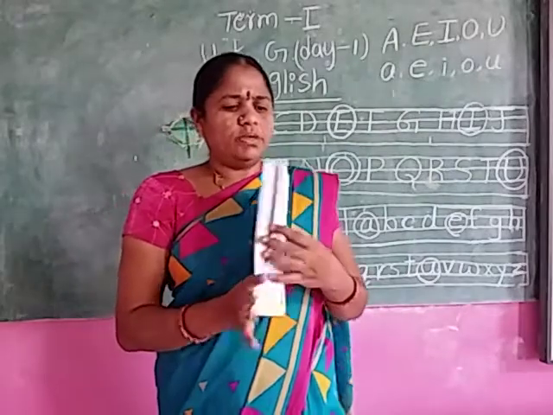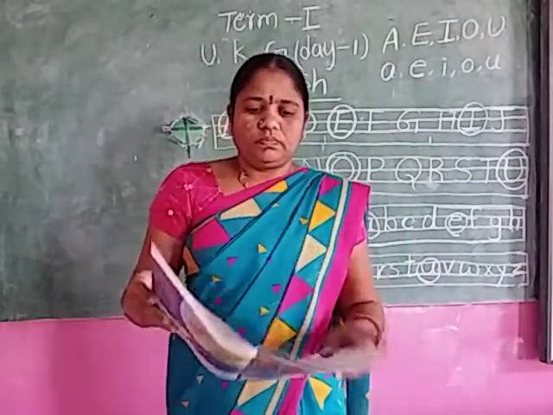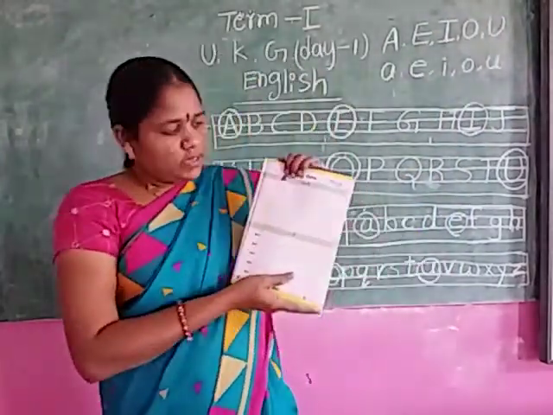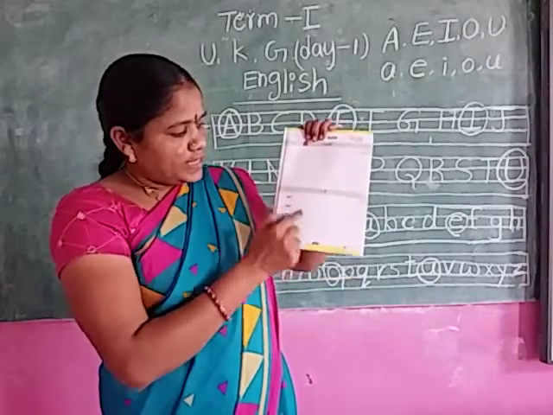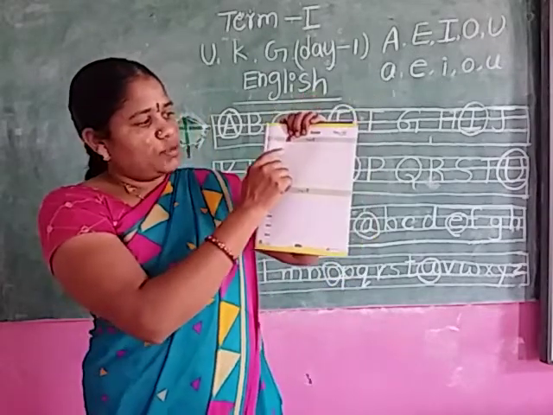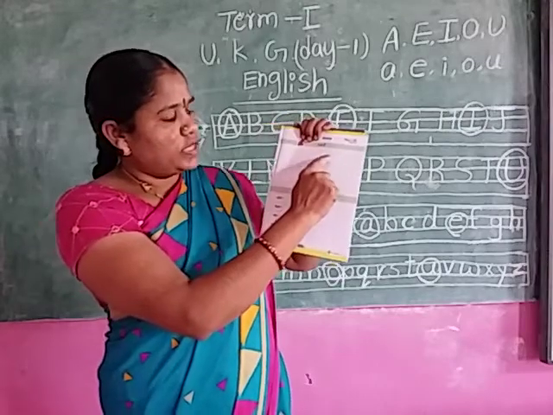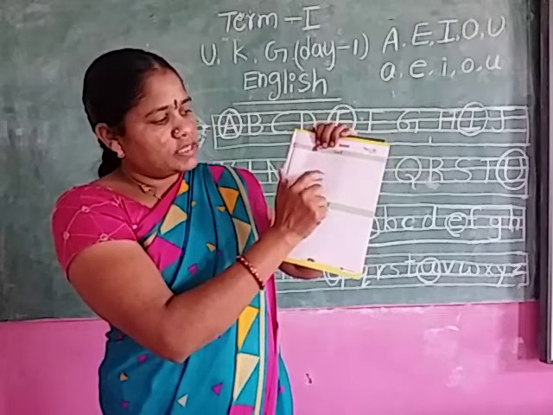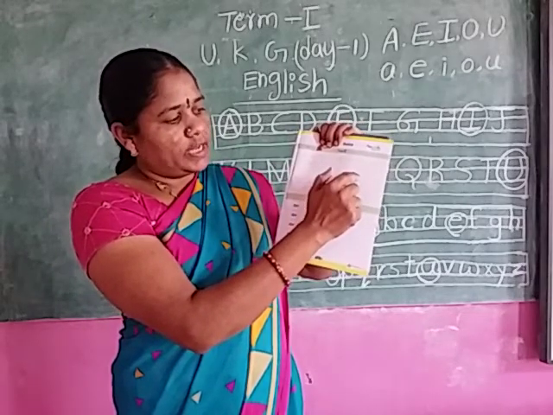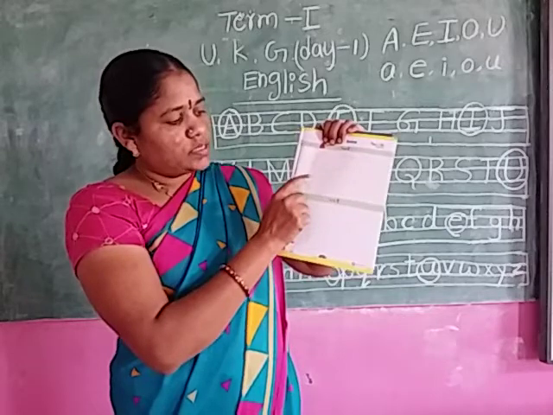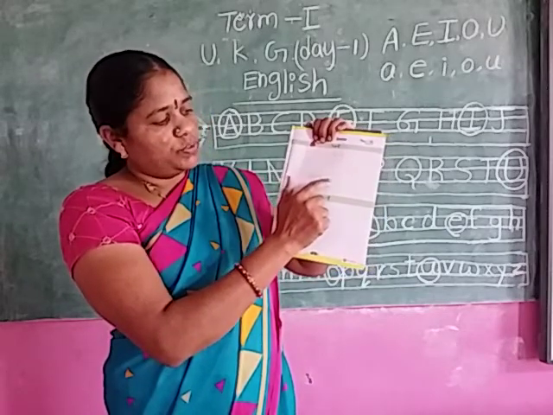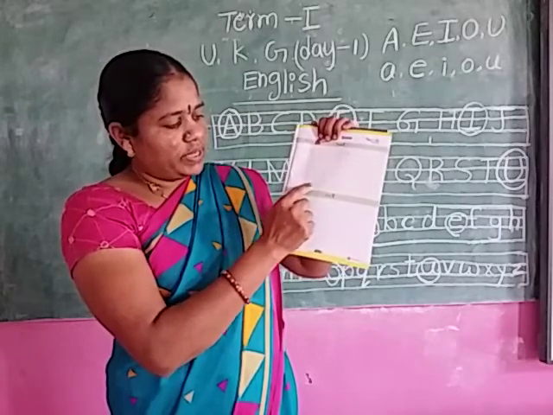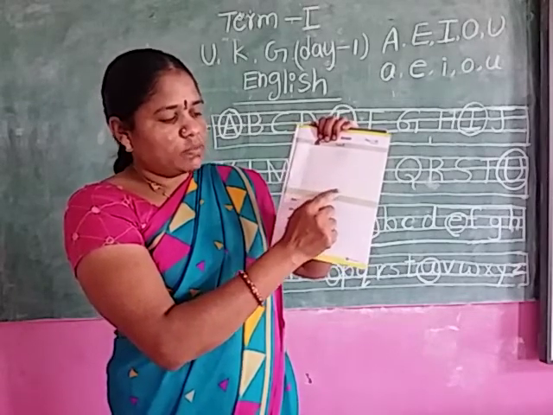Next, today's homework. This is your practice book, English practice book. See here. Trace the small letters and write down. Small a, small b, small c, small d, small e, small f, small g, small h, small i, small j, small k, small l, small m, small n, small o, small p, small q, small r, small s, small t, small u, small v, small w, small x, small y, small z.